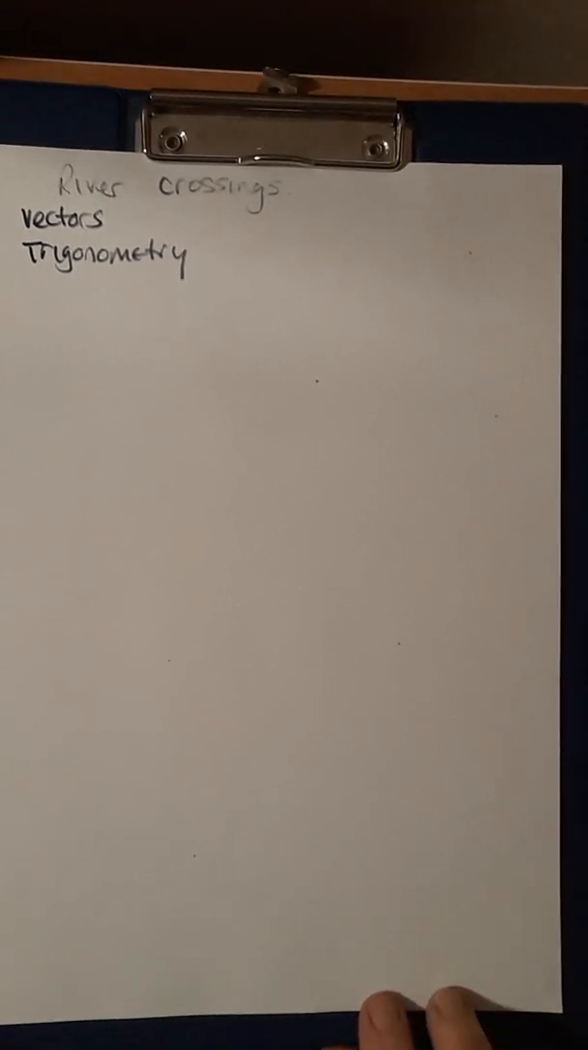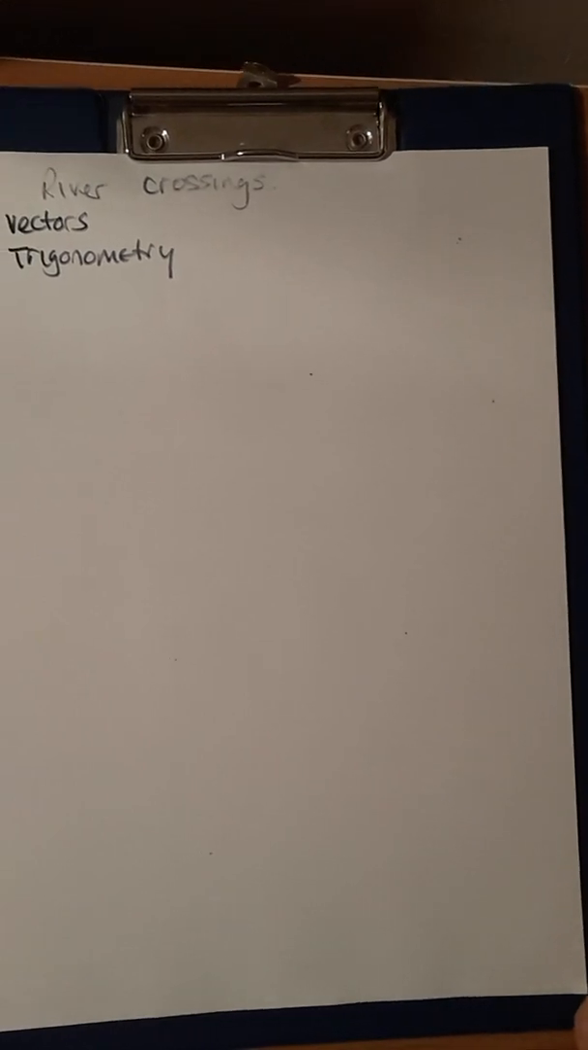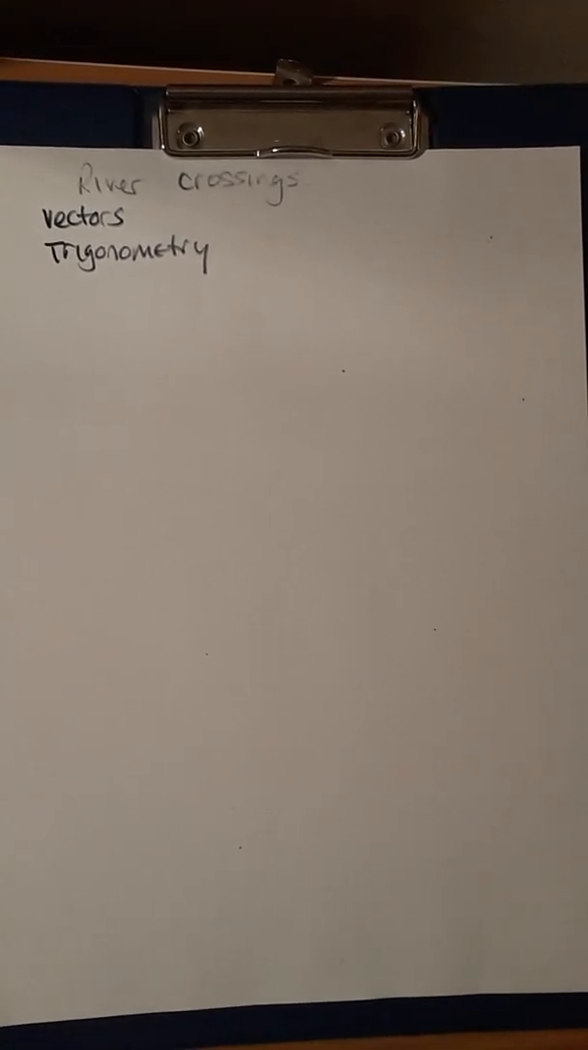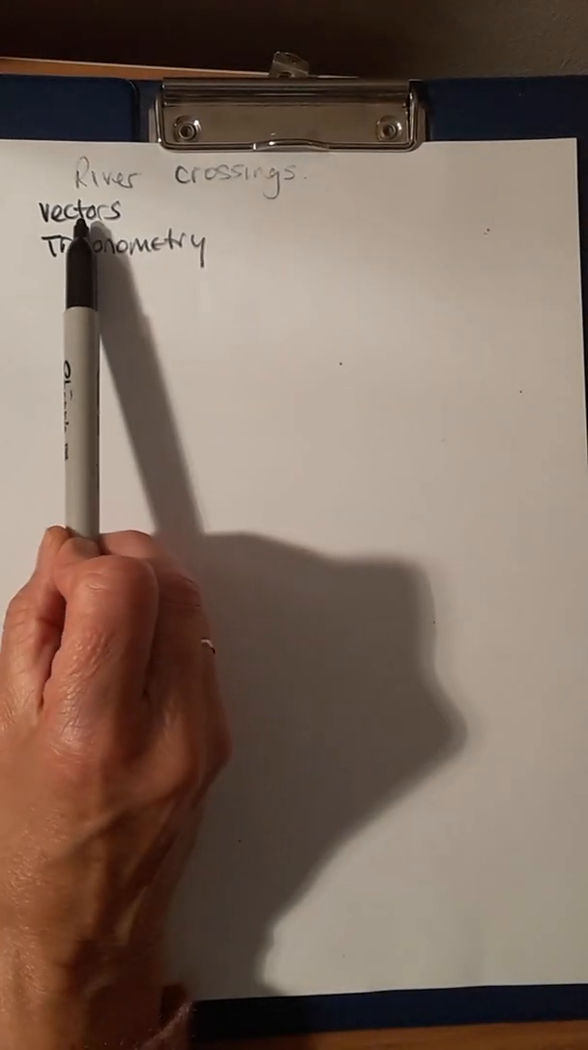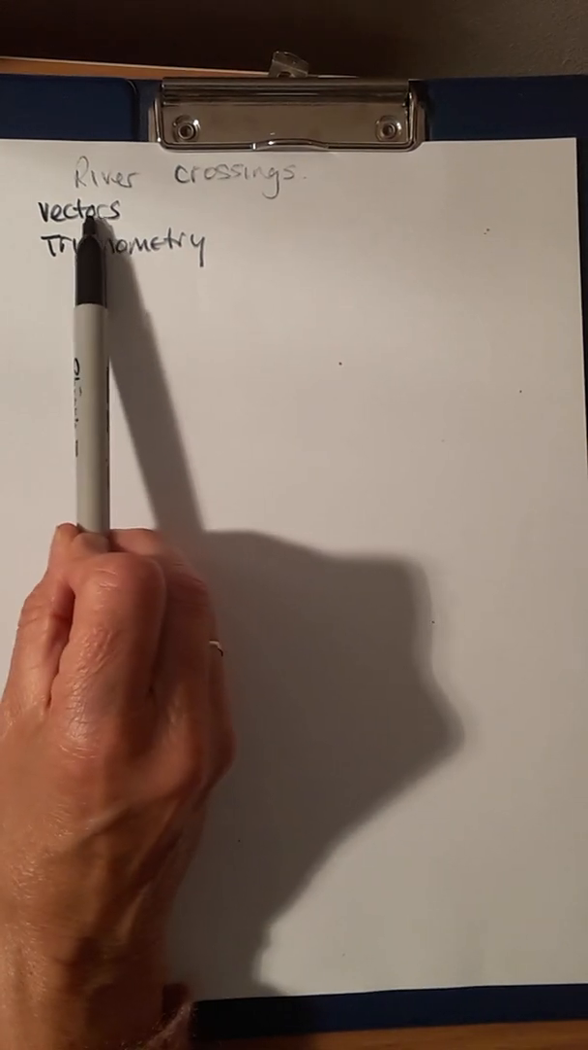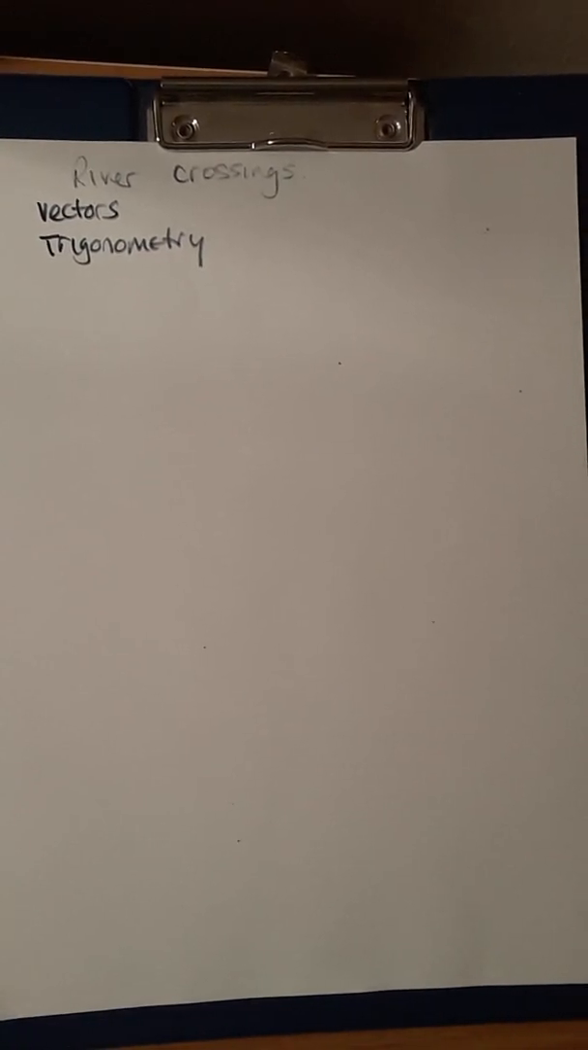Okay, so we're going to do river crossings now. If you can see that, girls, can you? River crossings. In river crossings what we use is vectors, which we know all about now, how to use vectors, and trigonometry. So triangles, a lot of relative velocity is to do with, of course, triangles.